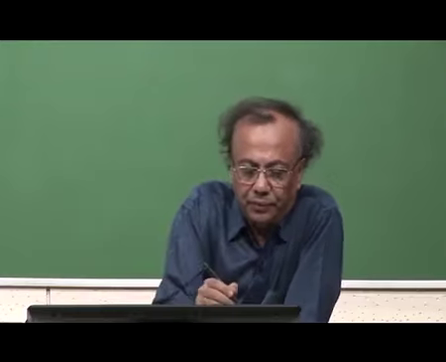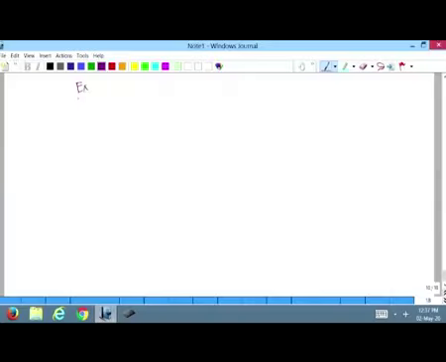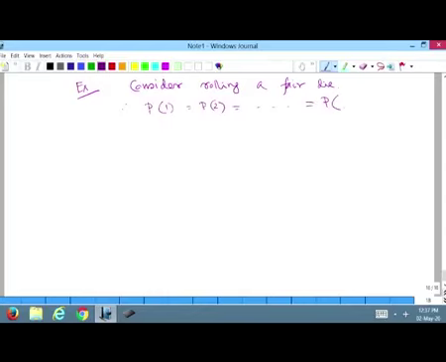So, to illustrate, consider rolling a fair die. Therefore, probability of 1 is equal to probability of 2 is equal to probability of 6. Therefore, probability of 2 is equal to 1 by 6.